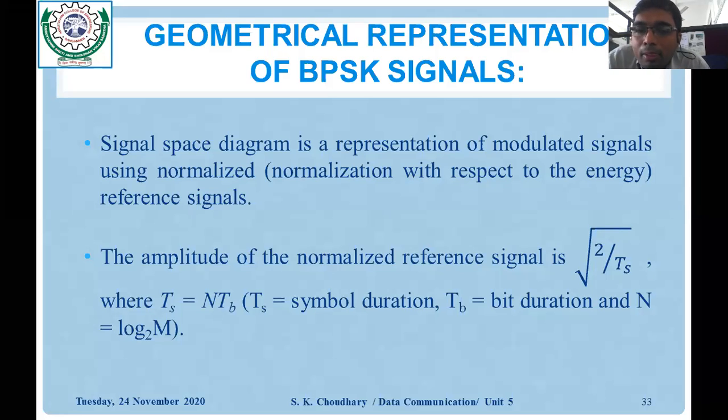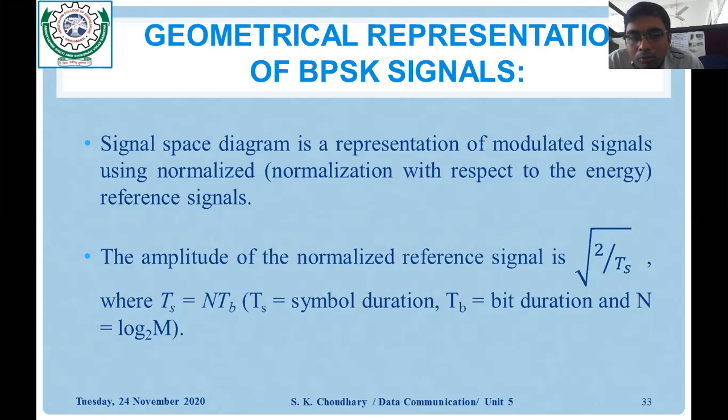Here Ts is the symbol duration, which is equivalent to N Tb, where Tb is the bit duration. And N depends upon the number of bits, that is log base 2 of M. If M is equal to 2, it is 1 bit of information, so N is 1. For 4 symbols it is 2. So depending upon the number of bits of information, the value of N changes.